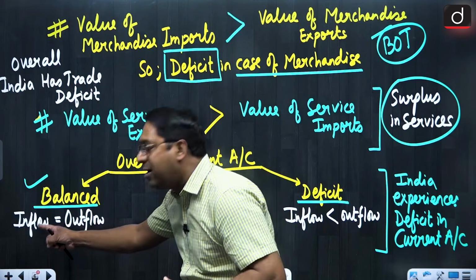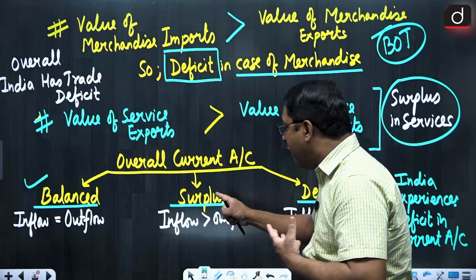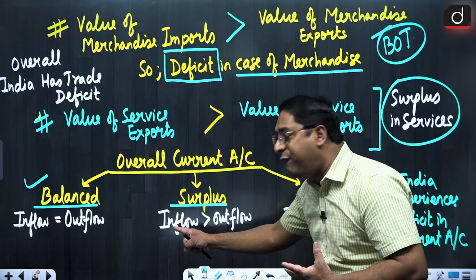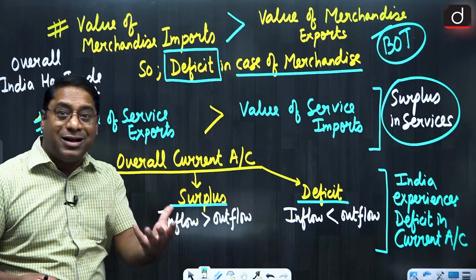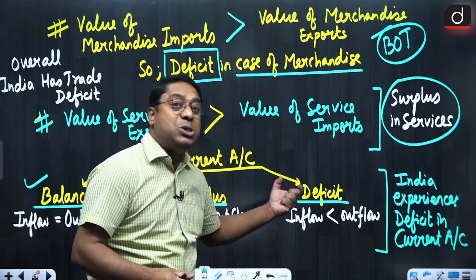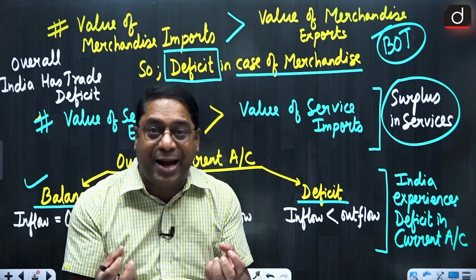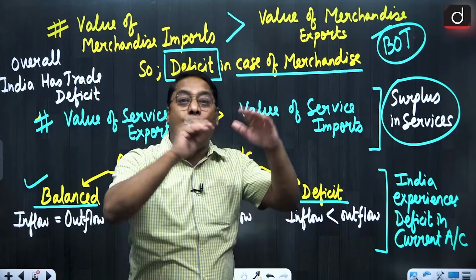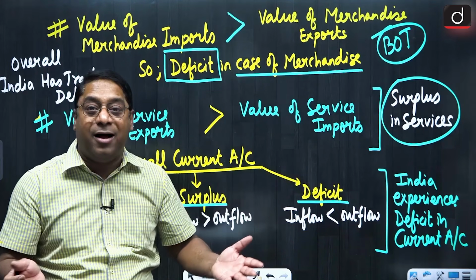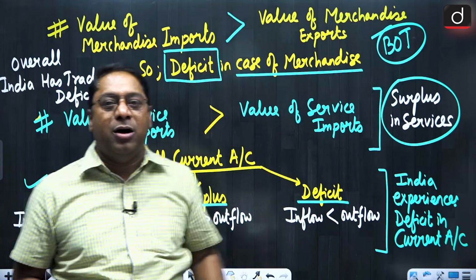When the credit side, that is the inflow, is equal to the debit side, that is the outflow. When it is surplus, then the inflow will be greater than the outflow, that is the credit side will be greater than the debit side. And when it is deficit current account, it means that whatever is the credit side is less than the debit side. And if you look at the overall current account of India, it is in deficit. Remember that.